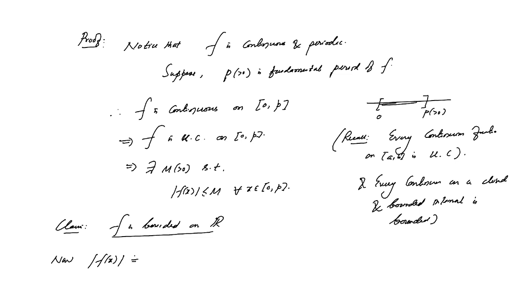We can write |f(x)| as |f(x − np)|. Why? Because it is a continuous periodic function. So for all x belongs to R, there exists n belongs to natural numbers such that x − np belongs to the closed interval [0, p]. So we can replace x by x − np as it is a periodic function.